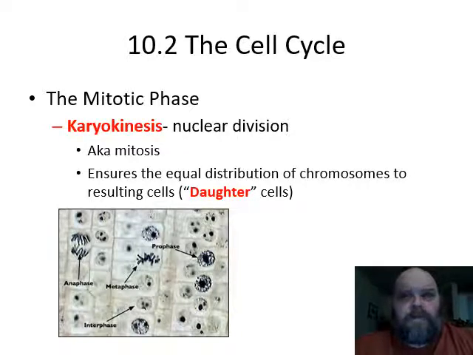Now, I've already used this term a couple of times. Daughter cells. One cell divides, becomes two. The two are the daughter cells. The original is the parental cell.